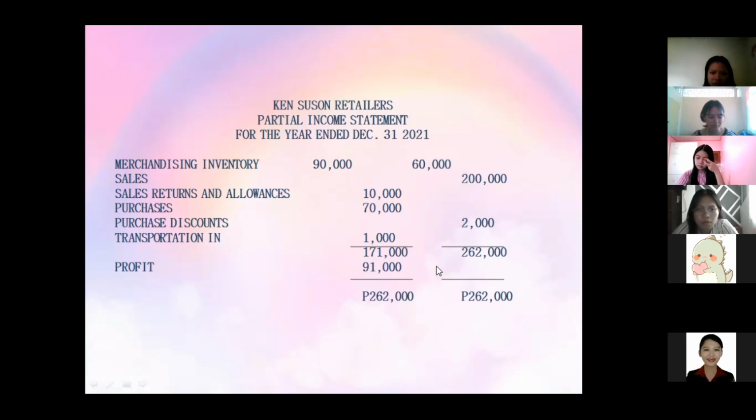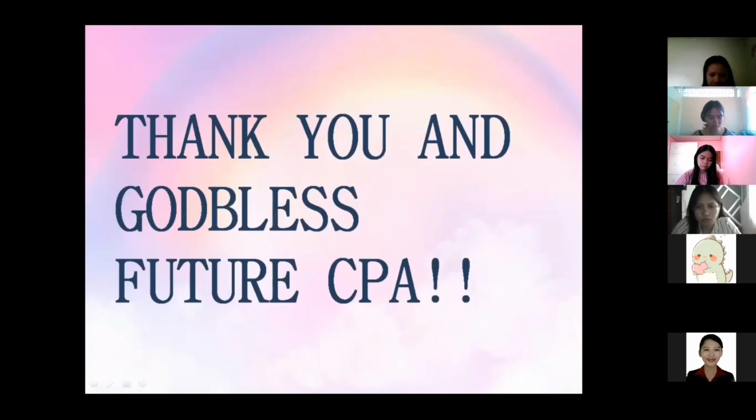So, kailangan natin maglagay ng profit sa pinakamababa, kaya 91,000. And para ma-balance natin sila na 262,000 for debit and 262,000 for credit. Yun yung partial income statement natin. Thank you and God bless.